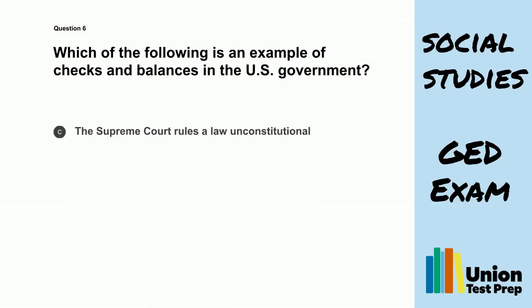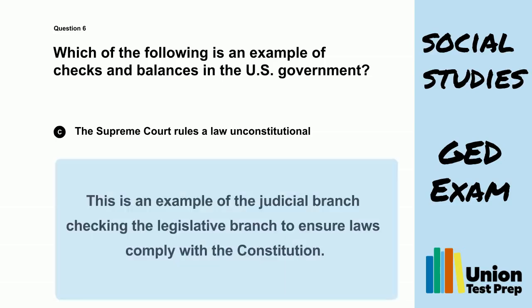The correct answer is C. The Supreme Court rules a law unconstitutional. This is an example of the judicial branch checking the legislative branch to ensure laws comply with the Constitution.